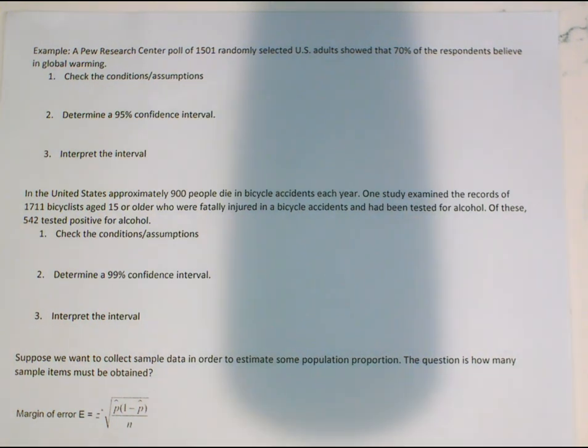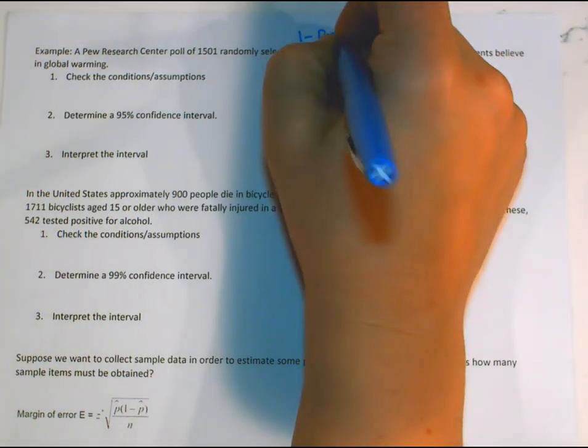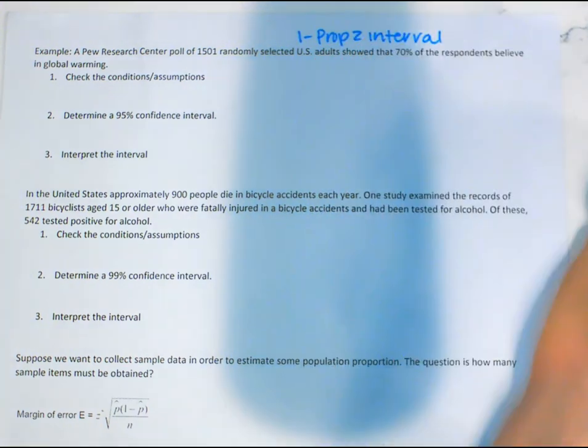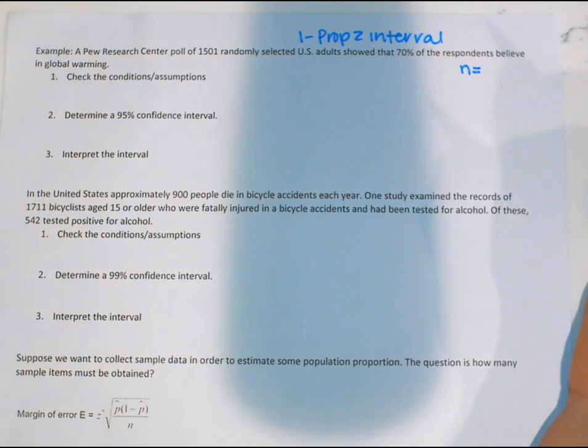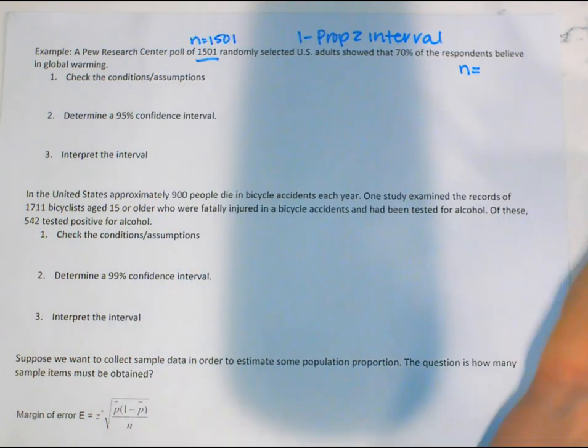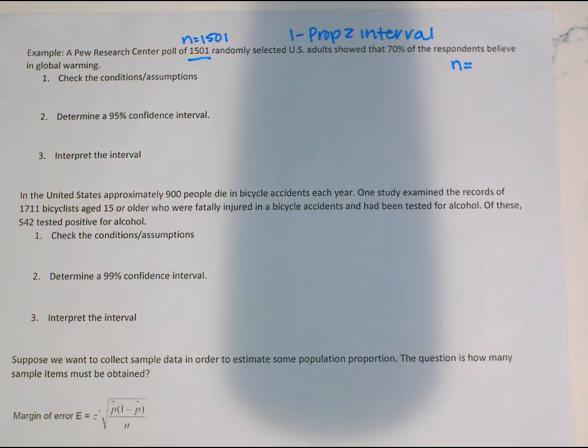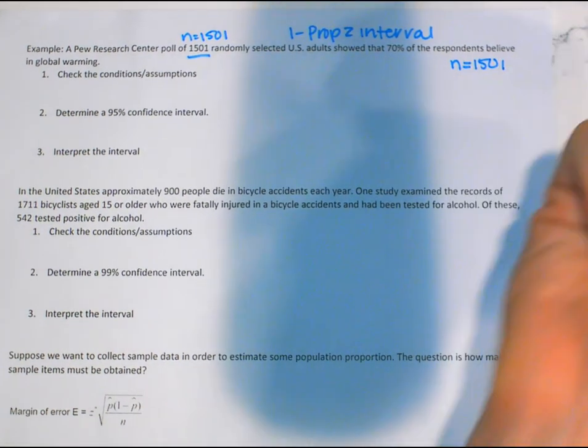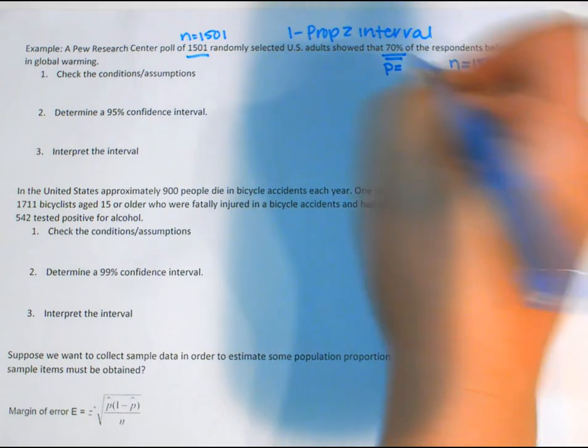A Pew Research Center poll of 1,501 randomly selected U.S. adults showed that 70% of the respondents believe in global warming. To run what we call a one proportion Z interval, there's some information that we need. We're going to need an n value, which is your total number of people that you're asking. So in this case, that would be 1,501. Then you're looking for the proportion of people that responded in whatever way you want them to respond. In this case, 70% of respondents believe in global warming, so my p-value, my proportion here, is 0.7.